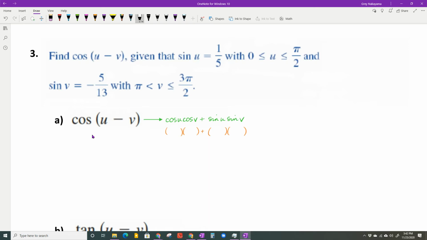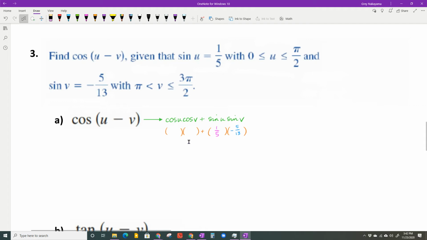Okay, well, this is where it kind of gets a little bit tricky. Okay, so they gave me the sine of u, so if you want to, you can go put that in there. And they gave me the sine of v, so you can put that one in there. But how in the world are you going to get the cosine of u and the cosine of v?